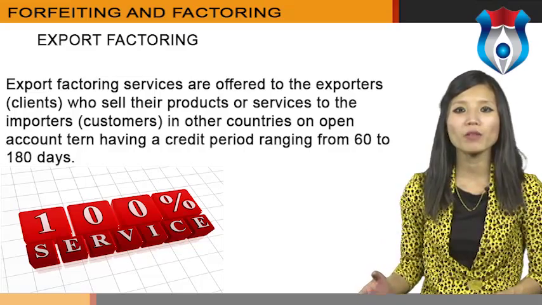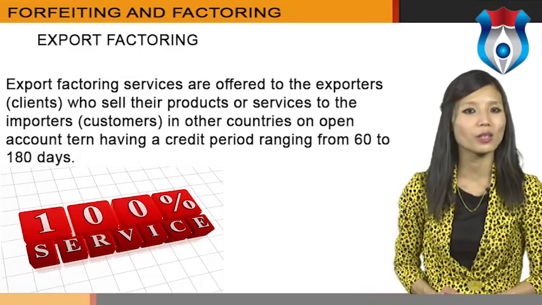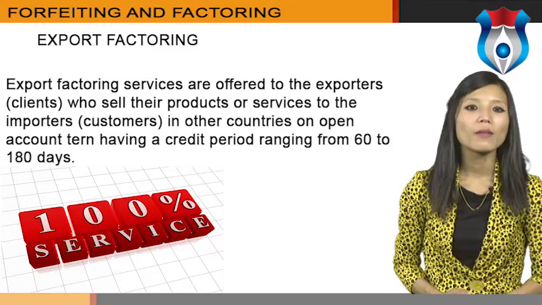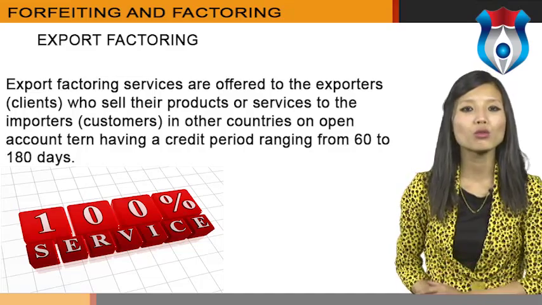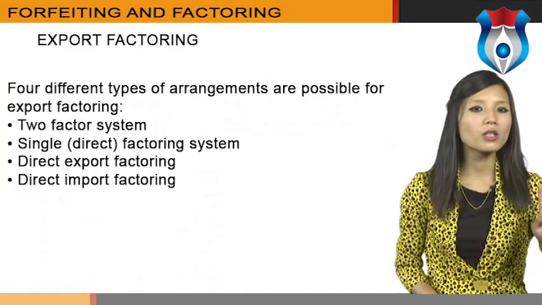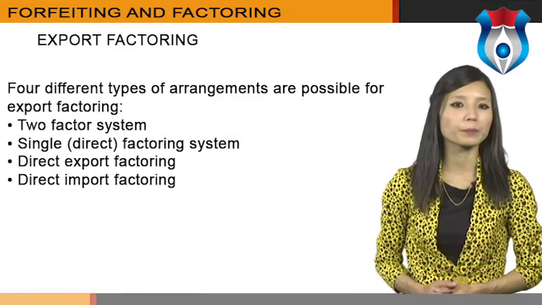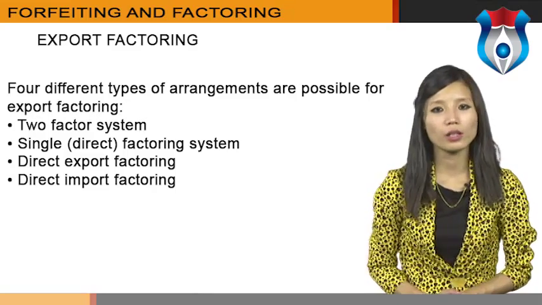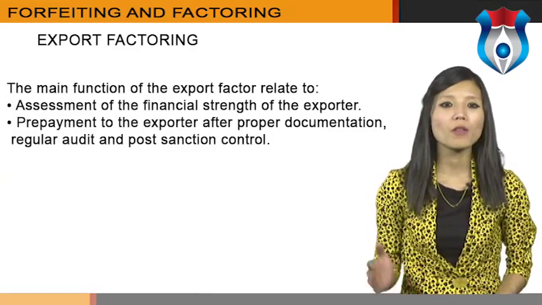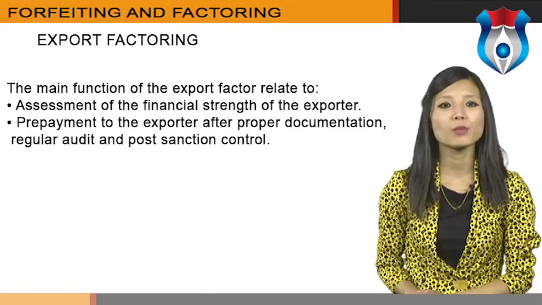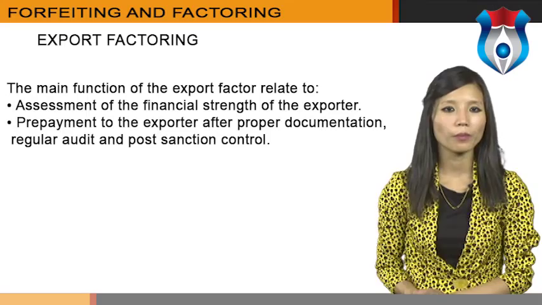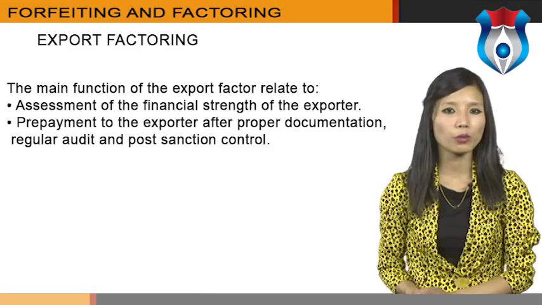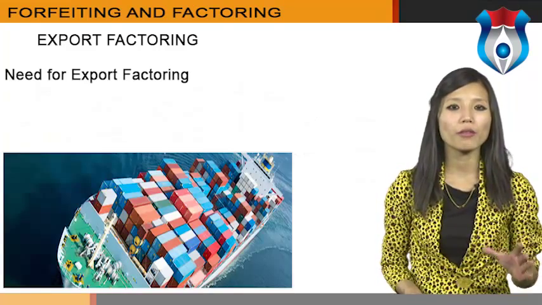Export factor can offer benefits of export factoring both to the exporters as well as to the importers. The mechanism of export factoring is similar to that of domestic factoring, the exception being the exporter and importer belong to two different countries. Four different types of arrangement are possible for export factoring: two-factor system, single factor system, direct export factoring, direct import factoring. The main functions of the export factor relate to assessment of the financial strength of the exporter, prepayment to the exporter after proper documentation, regular audit and post-sanction control.